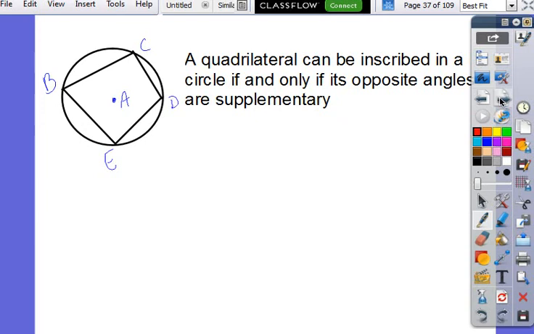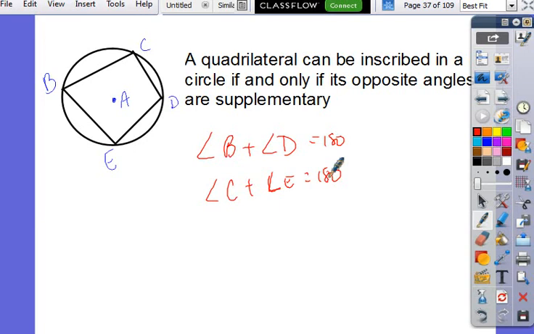All right, we'll finish it up with this right here. On this one, it says a quadrilateral can only be inscribed if the opposite angles are supplementary. So B and D are supplementary because they're opposite. So they equal 180. And then C and E add to be 180. What did we do wrong when we were doing them before?